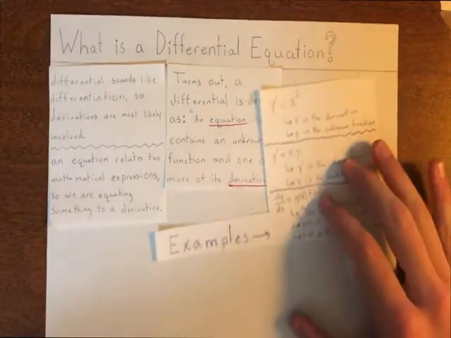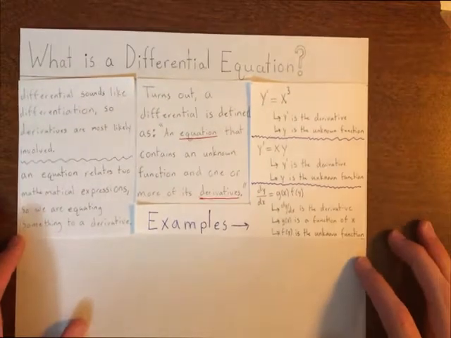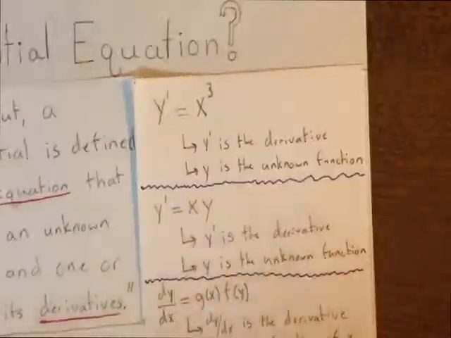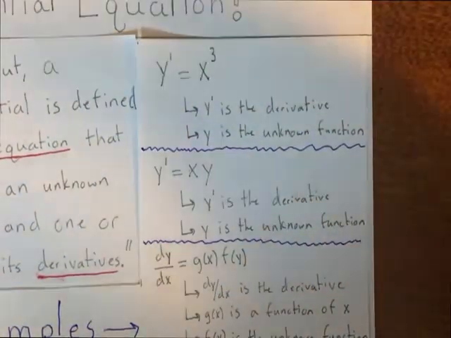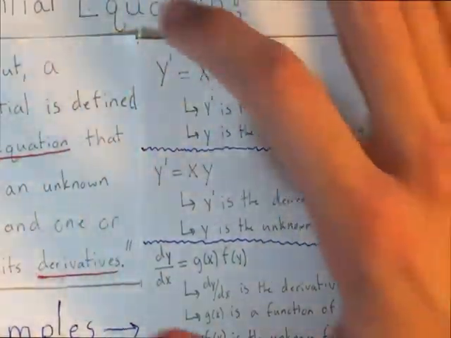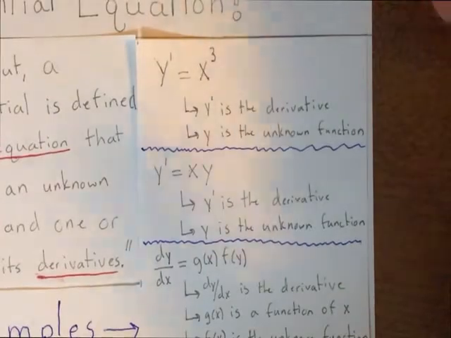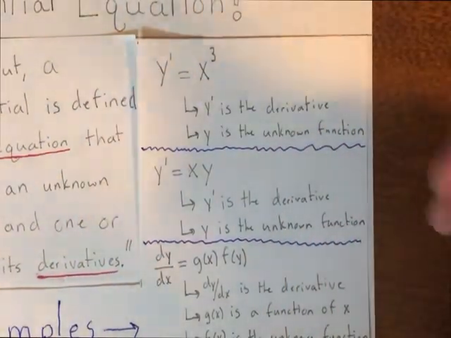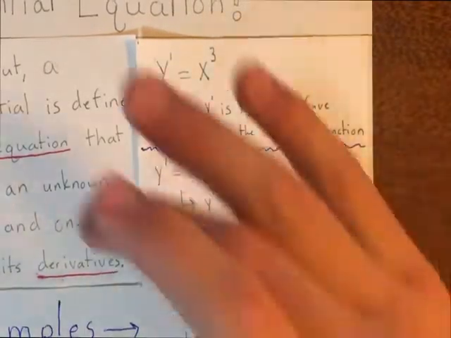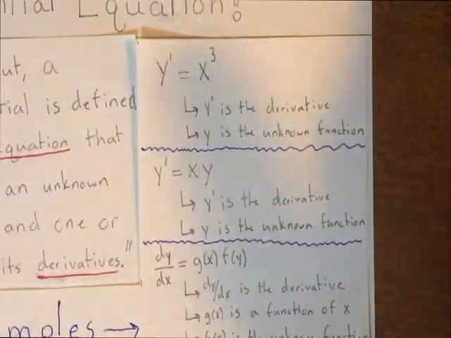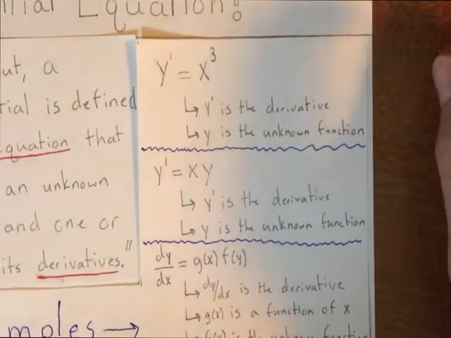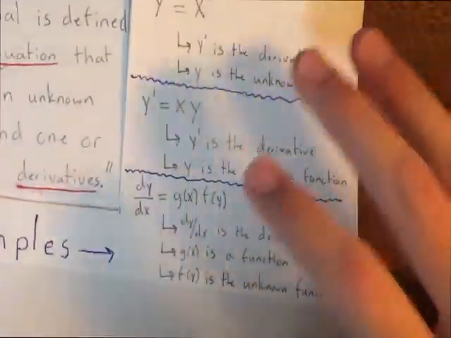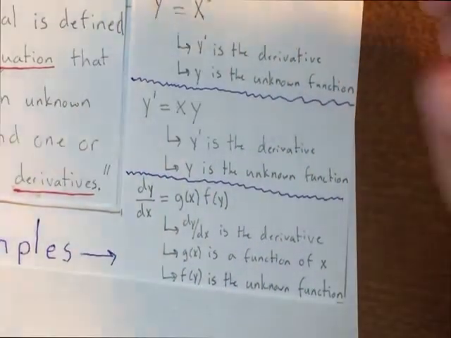Some examples can be functions we've already discussed, such as y prime equals x cubed. This is known as an elementary function. Y prime is the derivative, and x cubed is our function. Now, the unknown function y is not included in this one because it's elementary, so it's a different type of differential equation. The next one, y prime equals xy, has both of our variables.